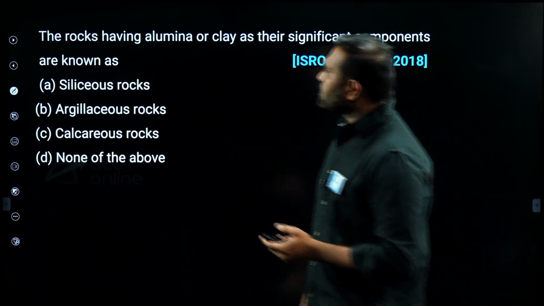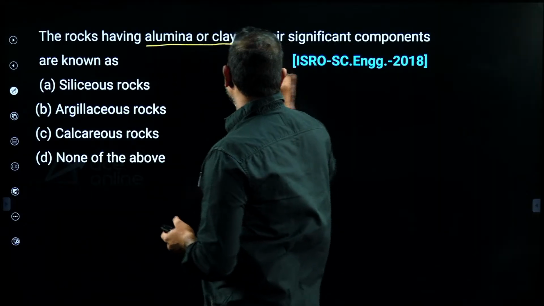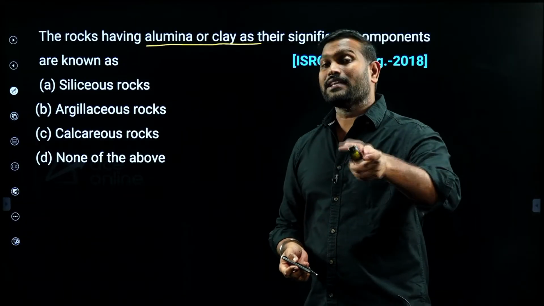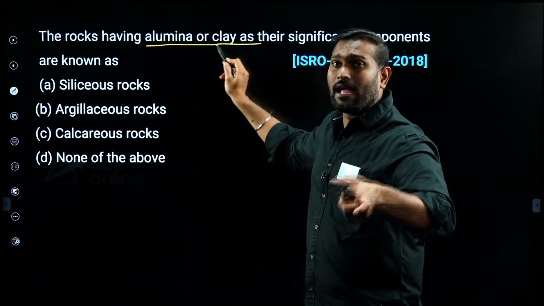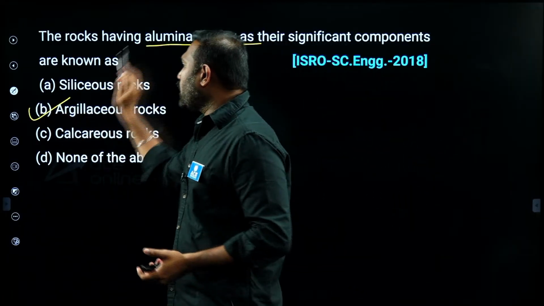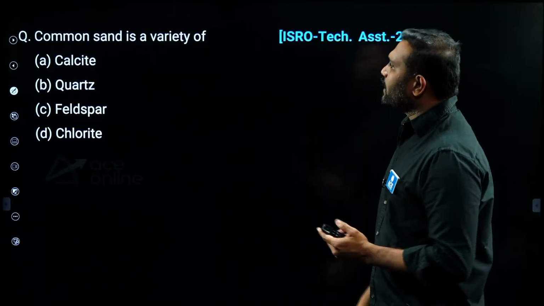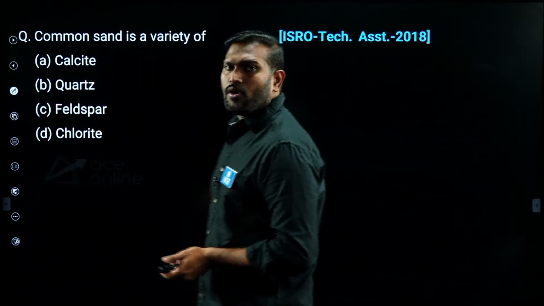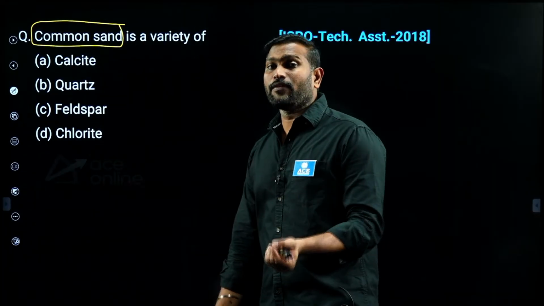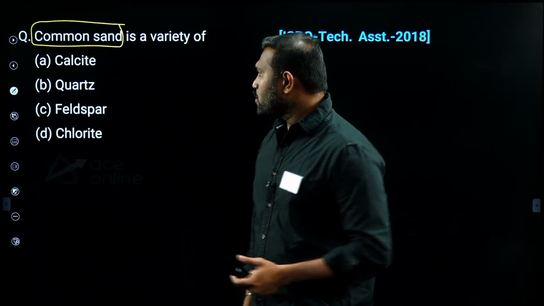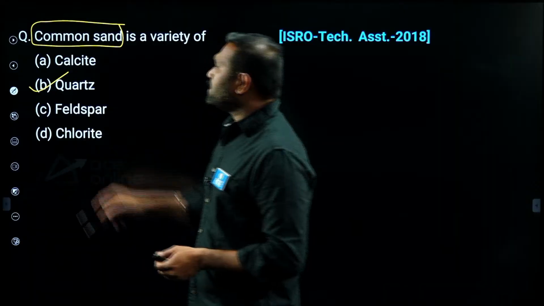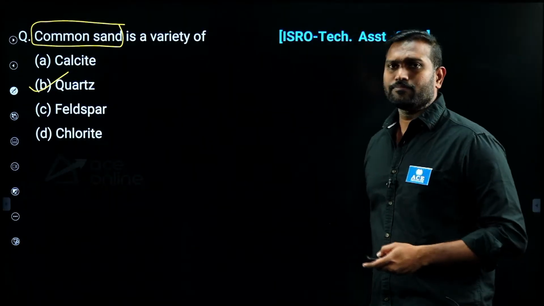Next, the rocks that have alumina or clay as their significant components. As I already mentioned, argillaceous rocks are rocks that consist of alumina and clay, and an example of this is laterite soil. Next, common sand is a variety of silica. Silica is formed from a parent rock mineral known as feldspar. No, it's not feldspar, it is quartz. So quartz is the parent rock for common sand.